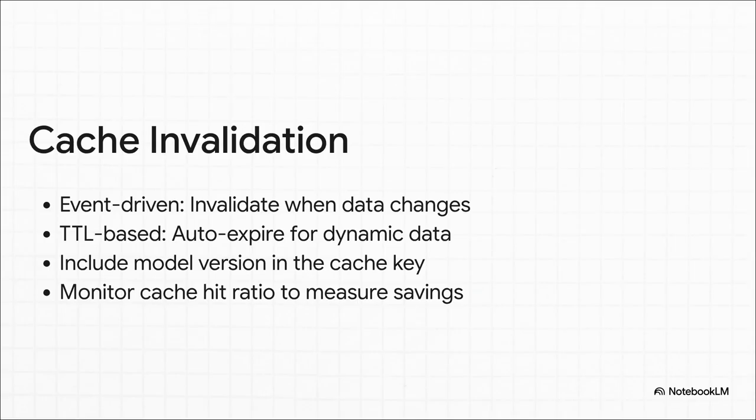First, event-driven invalidation is the gold standard. When the source data changes, you update the cache. Simple. For data that changes more often, you can use a time to live, or TTL. It just puts an automatic expiration date on the data. Now here's a really clever trick. Include the AI model version in your cache key. Why? Because that way, when you update your model, you don't accidentally serve old answers from the old model. And finally, you have to monitor your cache hit ratio. It's the single best metric to see how much money you're actually saving.